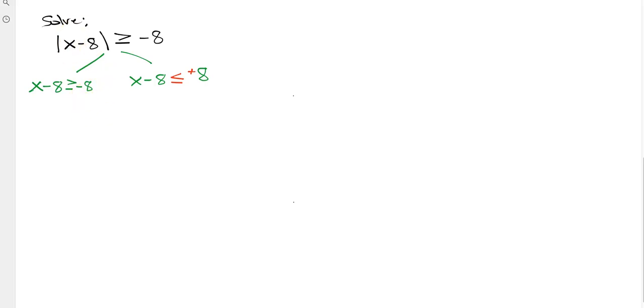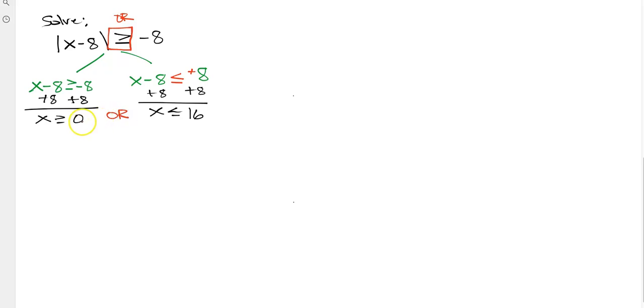All right, and then if we solve these, to get x by itself, I need to add 8 to both sides. So I get x is greater than or equal to 0. And here when I add 8 over, I get x is less than or equal to 16. Okay, and then again, since it's an inequality, we need to look at this statement right here and decide if that's an and or an or statement. Well, it's a greater than symbol. So remember I said think of greater, right? That play on words helps you remember that we're dealing with an or statement.